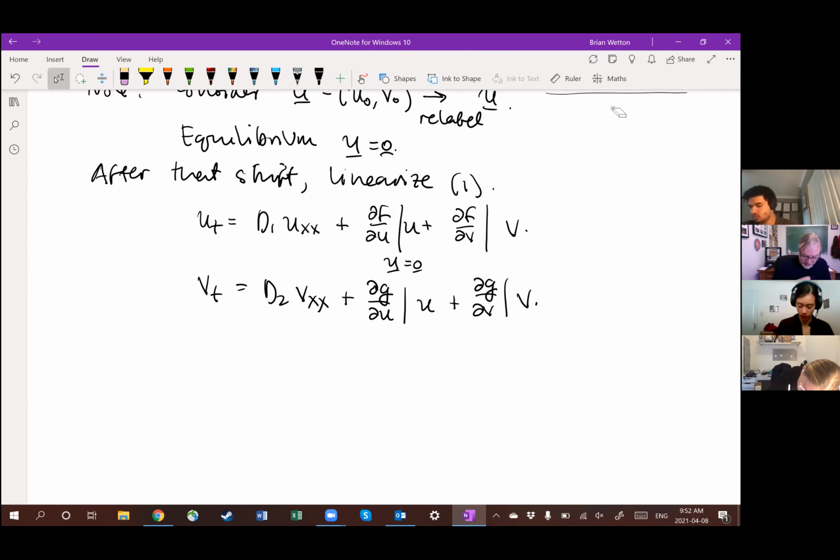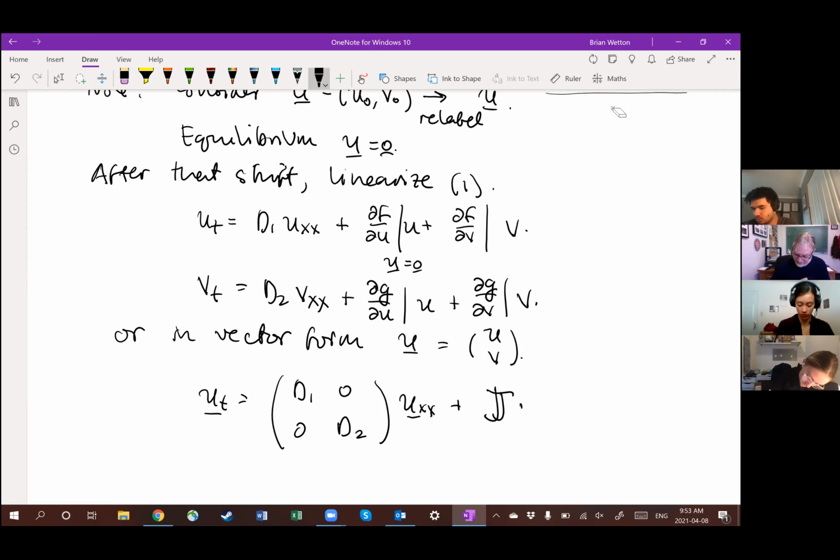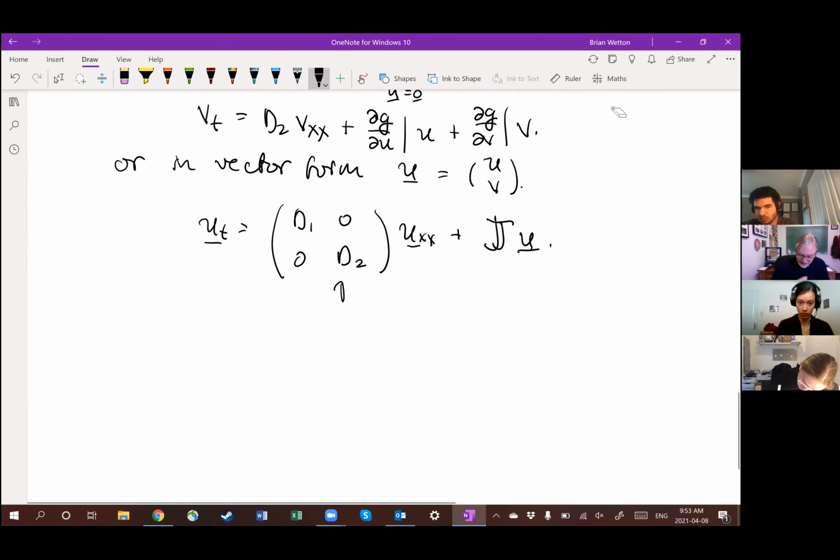And just to make sure we understand it, I can write this in vector form with u having these two components. It really should be thought of as a column vector because I'm going to be doing some matrix multiplication. There's the time derivative of the u vector. There's this diagonal diffusion matrix. And then there's this Jacobian matrix times u. So here's the M1 part and here's the M2 part.